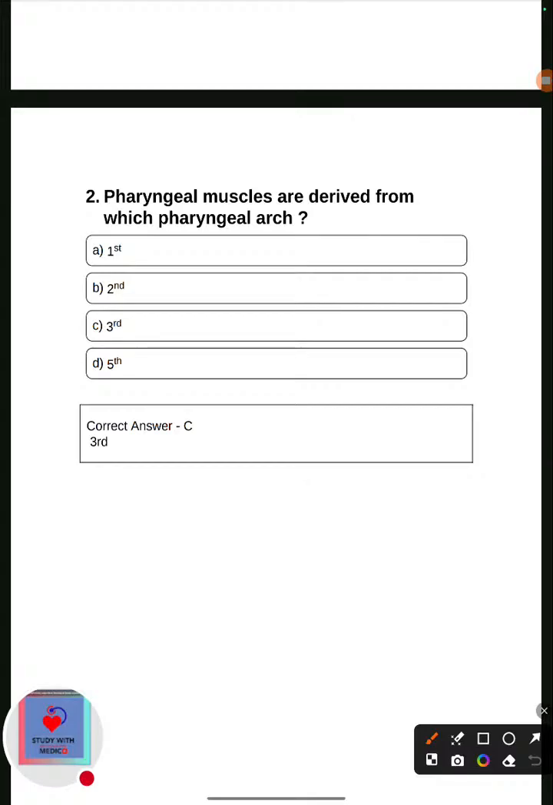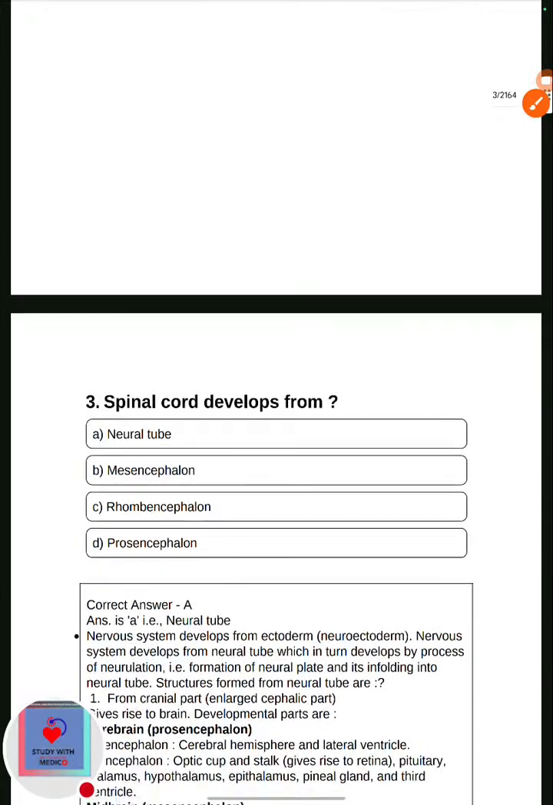Pharyngeal muscles are derived from which pharyngeal arch? Important question. Muscles present in your pharynx are derived from which pharyngeal arch? Pharyngeal muscle is from the third arch.